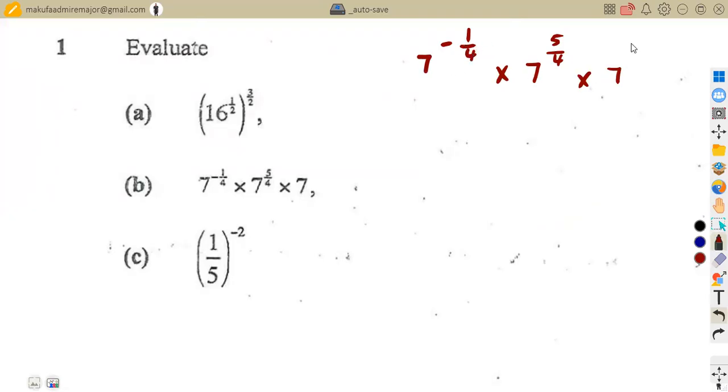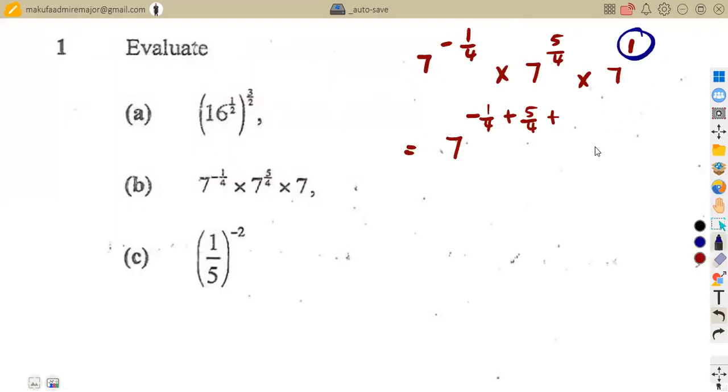Remember, if you are multiplying terms with the same base, you add the powers. So you're going to add the exponents under the same base. So this was going to give us 7 to the power of minus 1/4 plus 5/4 plus 1. Remember that 1 can be written in terms of the fractions we have, because on our fractions here, we've got a common denominator, which is 4. So we can also write this 1 as a fraction. So 1 as a fraction is simply 4/4.